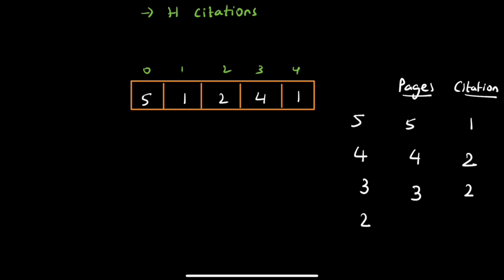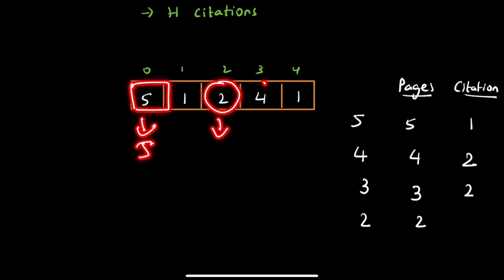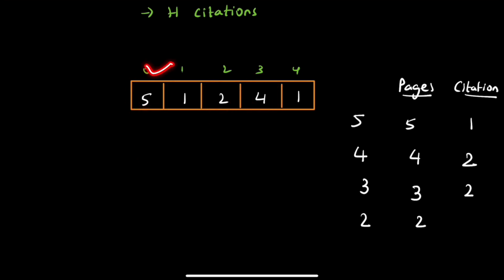Now we need to check for 2 pages. We'll check how many citations have 2 pages. Here for 5, it has 5 pages, right? So it can satisfy this condition. Here it is exactly 2, so it will satisfy the condition. Here the pages are 4, so it will also satisfy the condition. So how many elements did we find? We found 1, 2 and 3, which is nothing but the citations, right? So we found 3 citations.